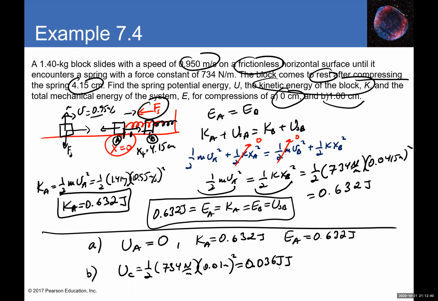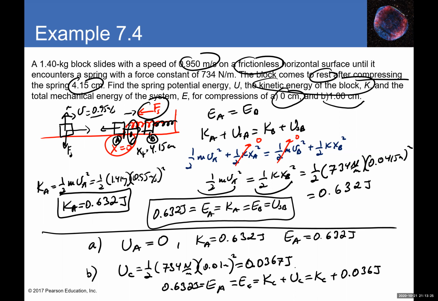Now the question is, is my kinetic energy also equal to 0.036 joules? Well, no, because remember at point C, which is somewhere over there, my energy at point C is kinetic at C plus potential at C. But because energy is conserved, total energy at point C is equal to total energy at point A, which is equal to 0.632 joules. Now, that means what I have here is kinetic energy at C plus potential energy, which was 0.036 joules, which is calculated, right?